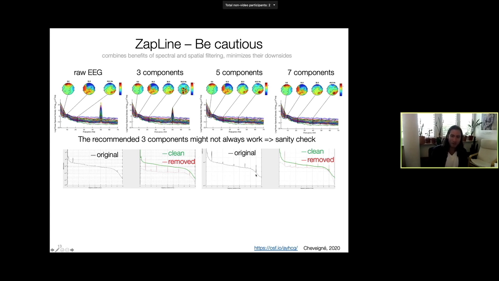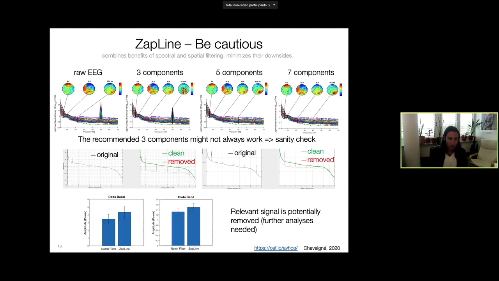But what I'm also a little bit worried about is that some frequencies in the frequency range you might be interested in are also removed. My PhD student, Marius Strengler, did a short analysis where he compared the power in the frequency bands between the notch filters and the Zapline. He didn't find any difference in alpha and beta, but he found significant differences in the delta and theta band. So one should be cautious, and some further analysis should be conducted as well.